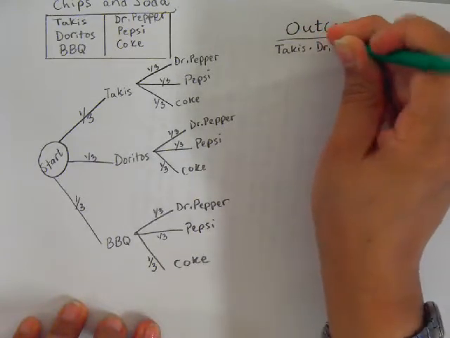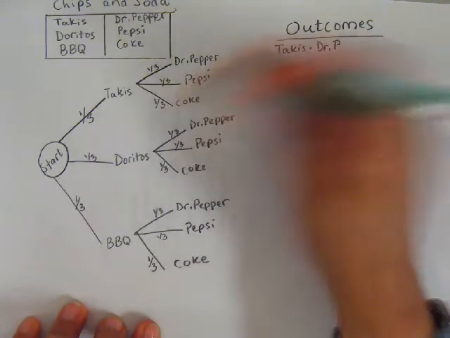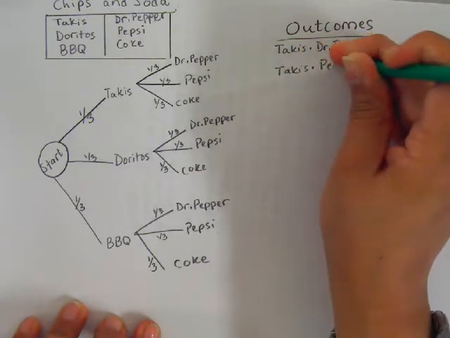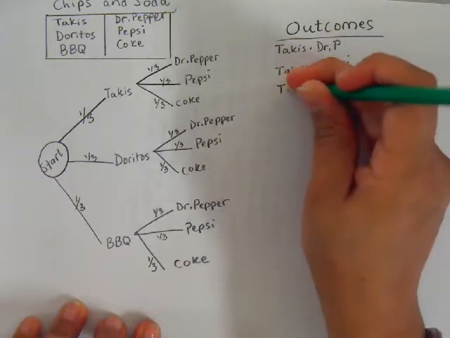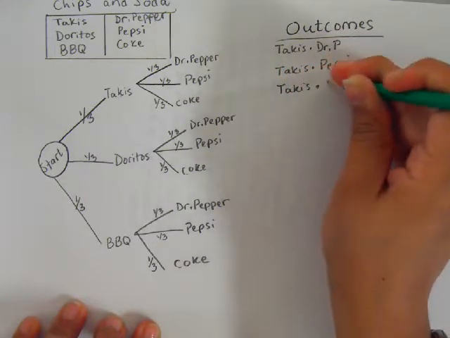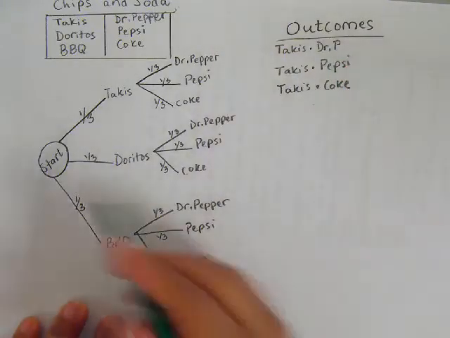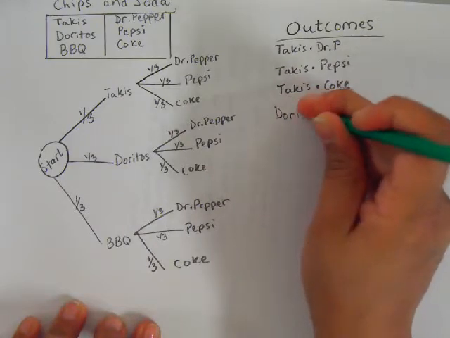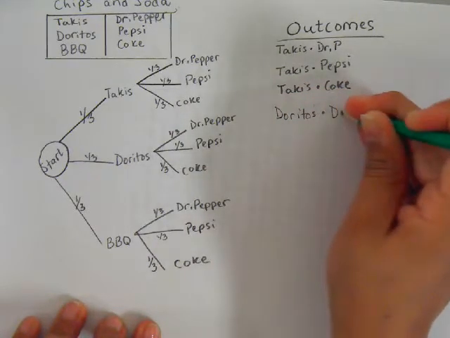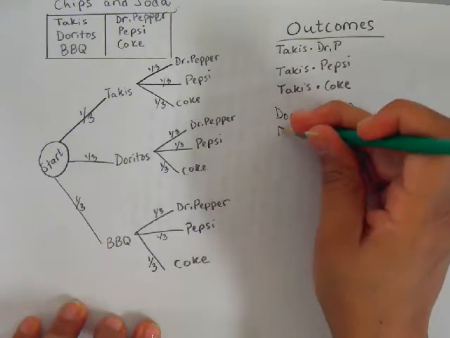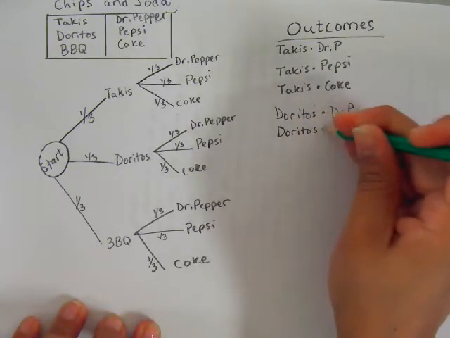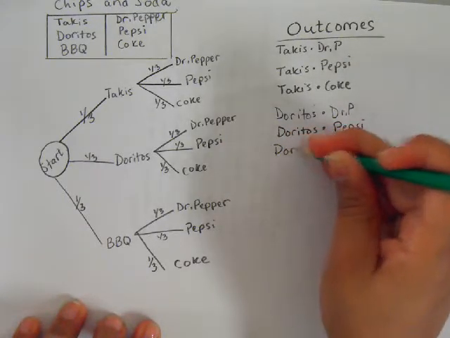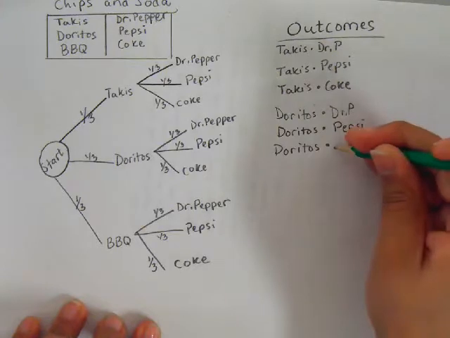I'm going to write Dr. P. We also have Takis and Pepsi. And then we have Takis and Coke. Okay. Now at this middle branch, we're going to follow, and we're going to have Doritos and Dr. P. Doritos and Pepsi. Doritos and Coke.